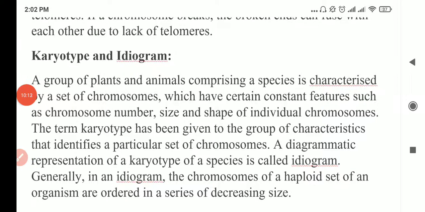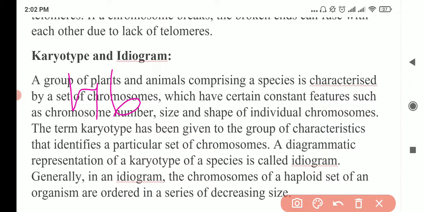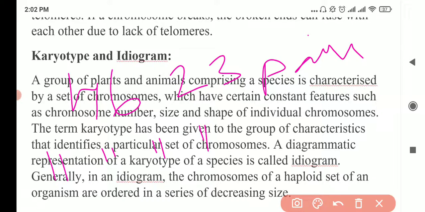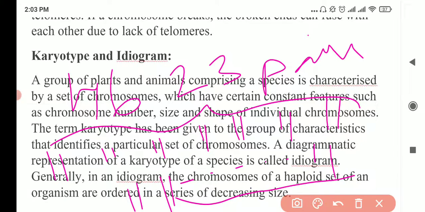Now, looking at a karyotype and idiogram. We all have a set of chromosomes. We humans have 46 chromosomes in total, which is 23 pairs. Now, if I arrange all the pairs, this is pair 1, pair 2, 3, 4, 5, 6, 7, 8, 9, and so on until the 23rd. I have arranged them by size and by shape. In simple words, that arrangement is known as your karyotype.